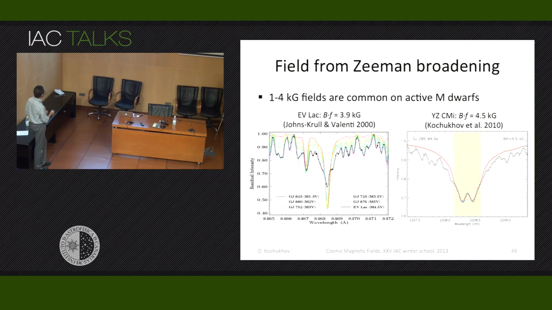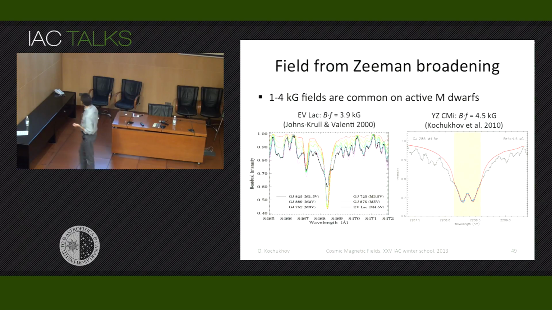And you can see that the molecular part of the spectrum of EV Lac more or less corresponds to the temperature sequence of inactive stars. But the iron line looks very different. And this distortion is exactly what one expects if the line starts to split into a triplet. So you start seeing partially resolved sigma components on both sides of the line. Here the picture is not so clear because there is blending with titanium oxide all over.